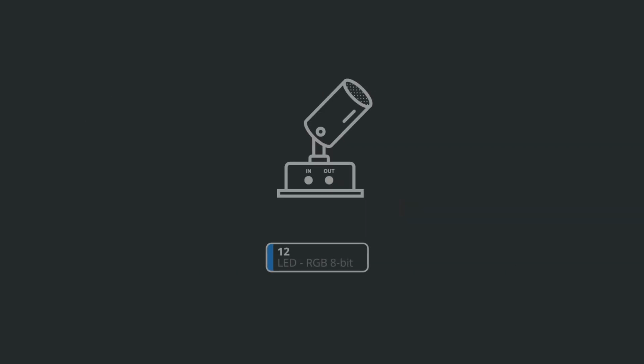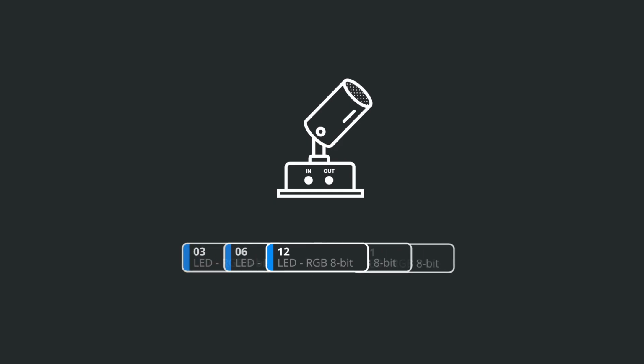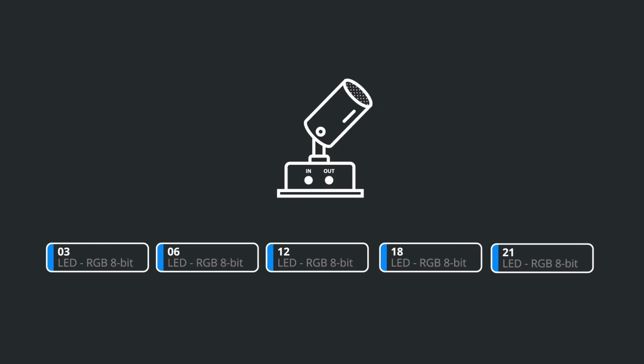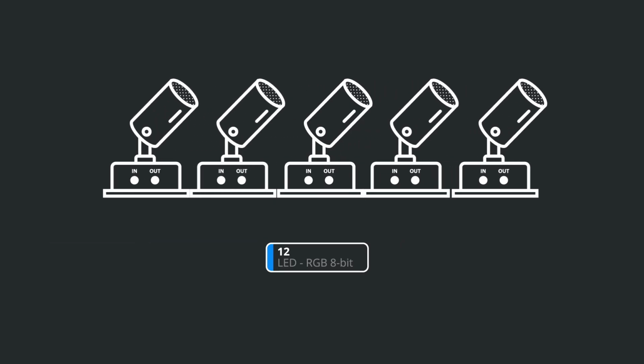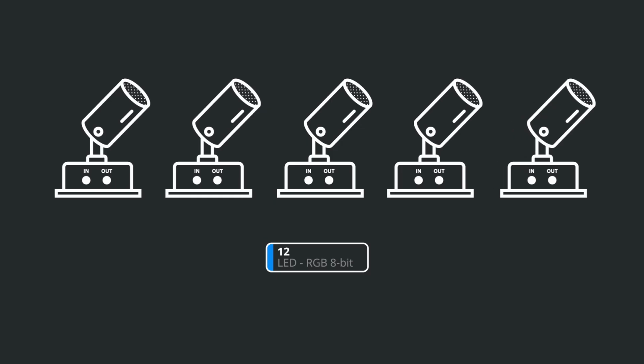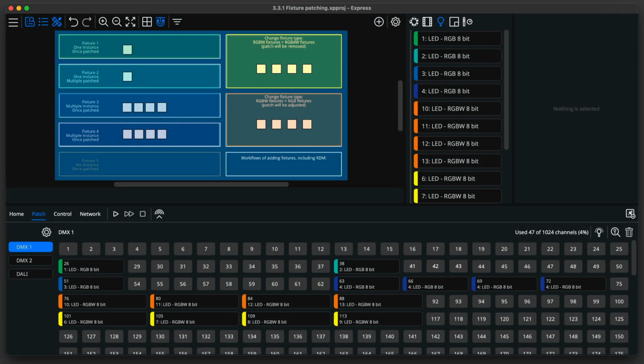Until now, in our example projects, we've used straightforward setups where each fixture is added to the canvas once and patched at one address. Express features a lot more flexibility to accommodate installation scenarios where one fixture is patched at multiple addresses, or where multiple fixtures are patched at one address. Let's open a project file to demonstrate this.